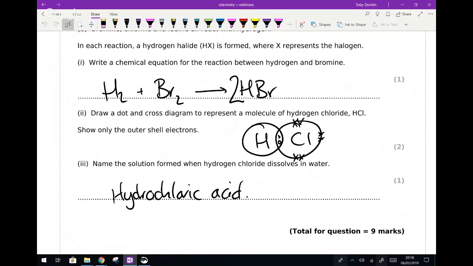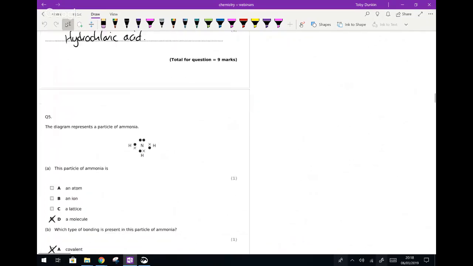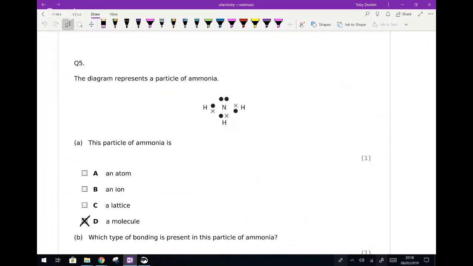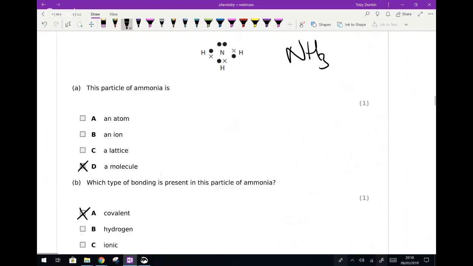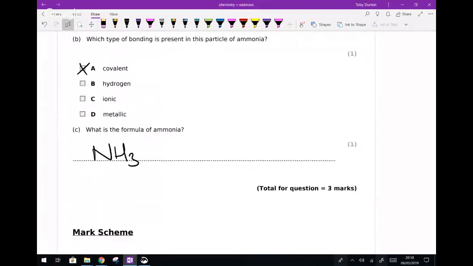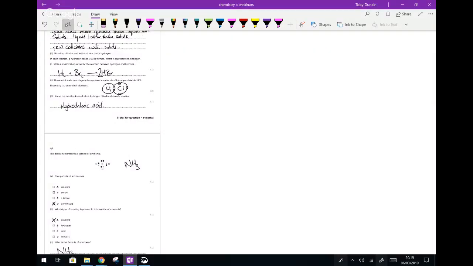Another one, testing your pairs. When you take hydrogen chloride and you dissolve it in water, it forms hydrochloric acid. Don't forget to balance your equations. The particle in ammonia is a molecule. It's definitely not an atom. It's definitely not an ion. And it's definitely not a lattice unless it's ionic, and that's covalent. Ammonia is covalent. Ammonium chloride is ionic, but ammonia is covalent. Which type of bonding is present? Covalent. And what is the formula? NH3.